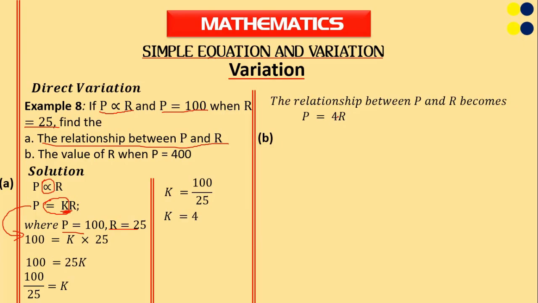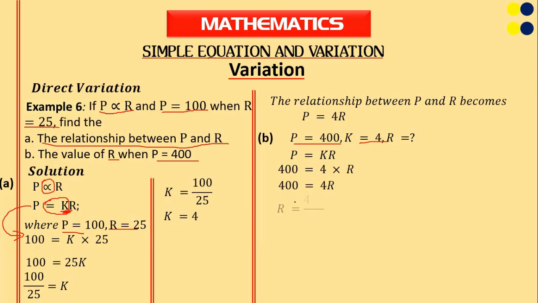So that being said, we can then go to the B part of the question and say find the value of R when P equals 400. So what you're just expected to do is put 400 in place of P. This is the formula, and from what we have here, we know our K to be 4. We know our P to be 400. So that means we have 400 equals 4 times R. So from what you have there, we can say our R equals 400 over 4. So R is going to be 100. It's as simple as that.